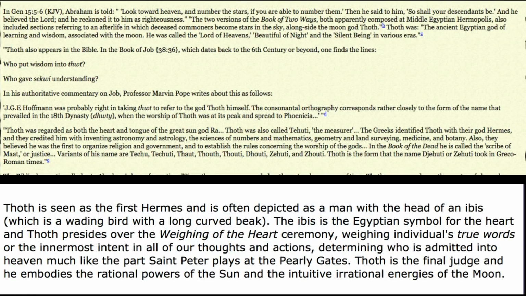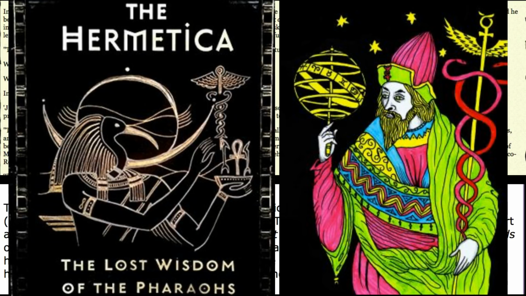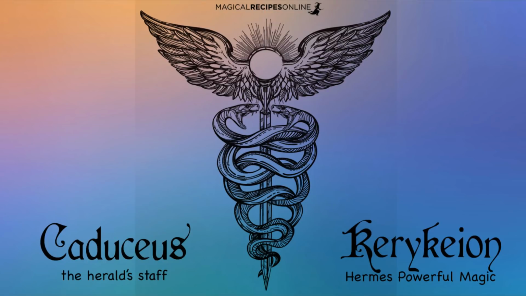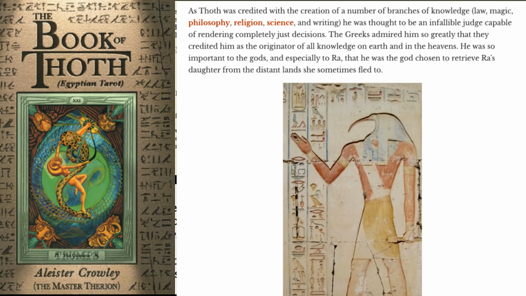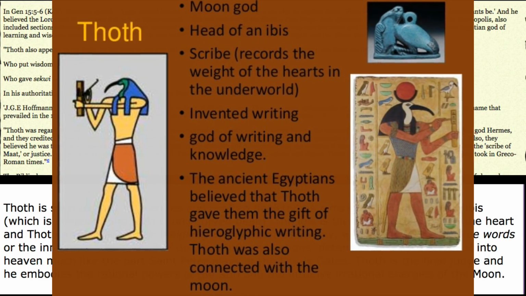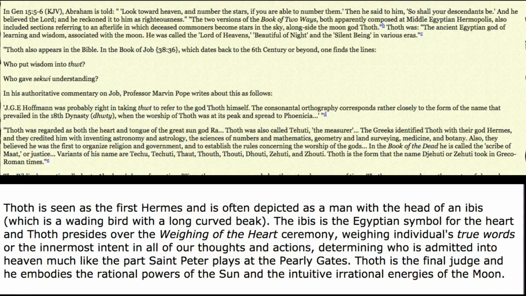Thoth was also called Tehuti, the measurer. The Greeks identified Thoth with the god Hermes, and they credited him with inventing astronomy and astrology, the sciences of numbers and mathematics, geometry, land surveying, medicine, and botany. Also, they believed he was the first to organize religion and government. You hear that? And to establish the rules concerning the worship of the gods. In the Book of the Dead, he is called the scribe of the mat, or just a scribe, another attribute. Variants of his name are Techu, Techudi, Thoth, Tehuti, and many others.